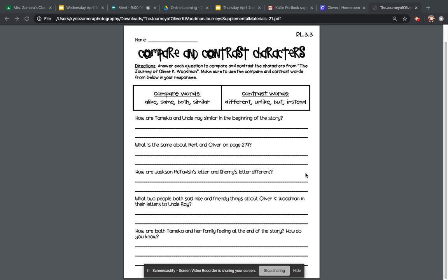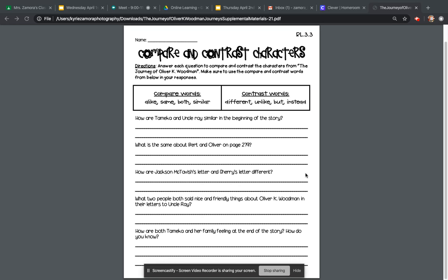Okay, and then contrast, we're going to use words like different, unlike, but, and instead. And same thing with that. If you're restating the question, you should already be using those words, but you can try to use different contrast words if you would like. For this activity, like I said, just make sure you're restating the question and that you're using those compare and contrast words and that you are looking back in your books to make sure that you are doing this correctly.